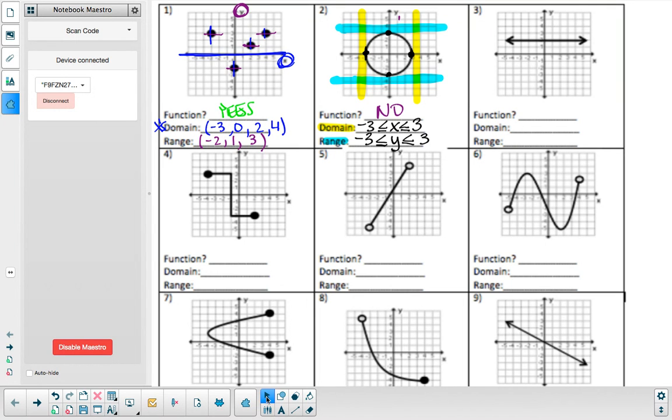In order for this to be a function, it should pass what? And hopefully you said the vertical line test. And so if I draw myself a vertical line, it indeed does pass the vertical line test. So this is a function. Okay. Now let's look at domain and range. We're going to do domain first. So I have my yellow highlighter and I'm going to go from the left up.